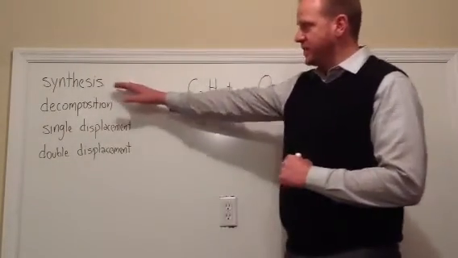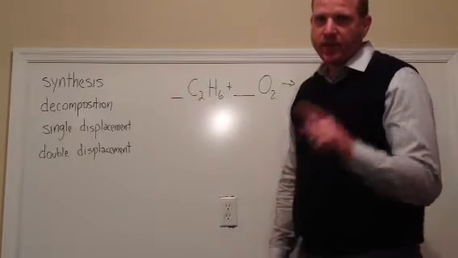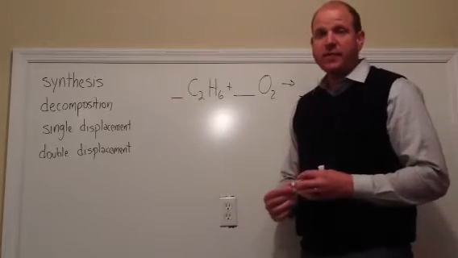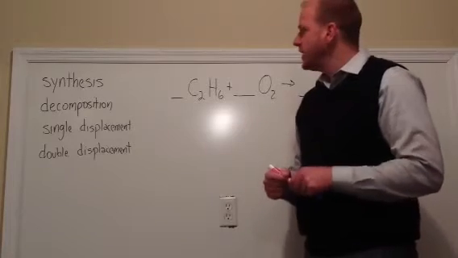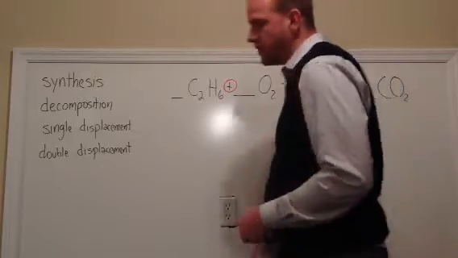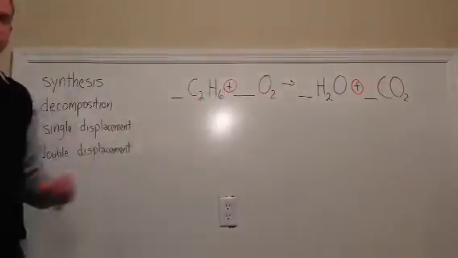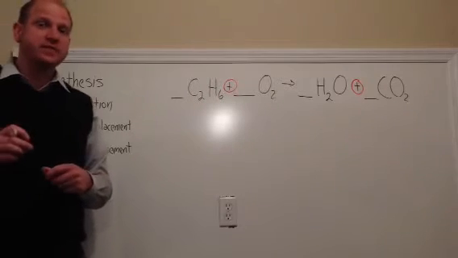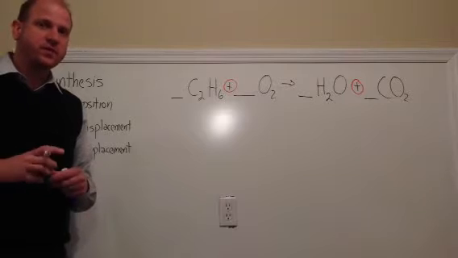So here are your four options: synthesis, decomposition, single displacement, and double displacement. The easiest way to tell which type of reaction it is is by looking at the plus signs. If you have plus signs on both sides of the equation, like we have in this equation right here, then you're going to end up with some kind of displacement reaction. It's either going to be single displacement or double displacement.